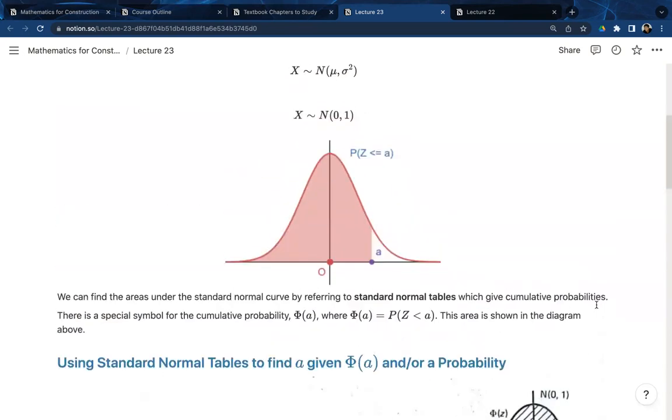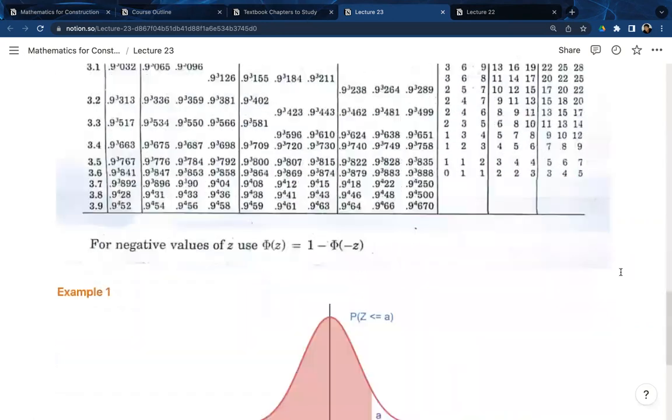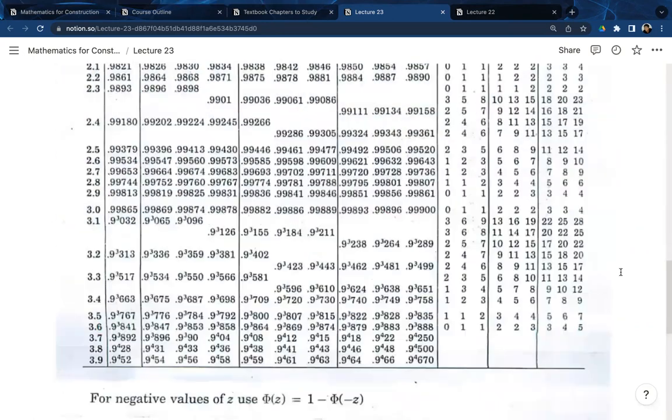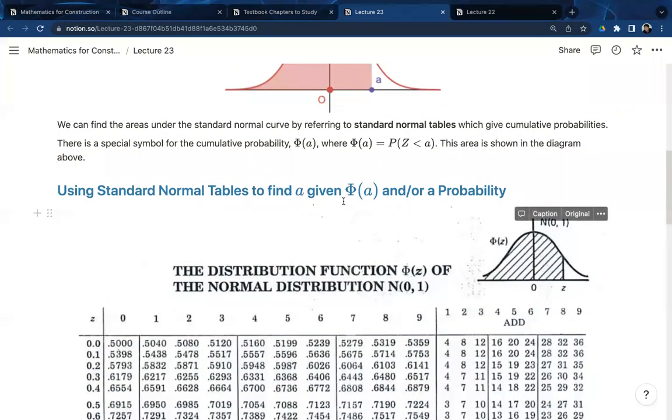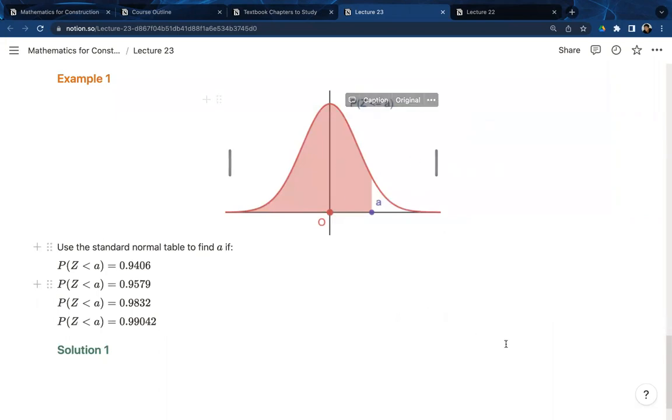So phi of a is the probability that z is less than a, and you use the tables to find that. What we want to do is use a normal table to find a given phi of a, or a probability. Here they say a is some value, right? If you look at all of these probabilities, they are greater than 0.5. So the probability that z is less than a is greater than 0.5, so obviously a has to be a positive value.